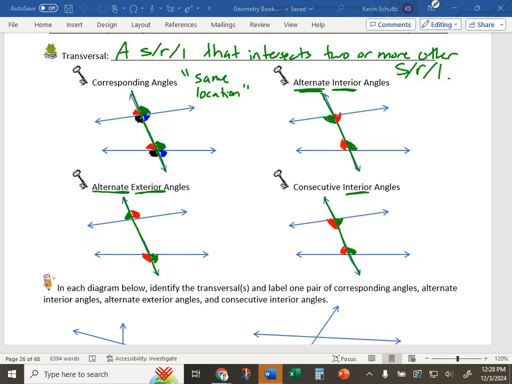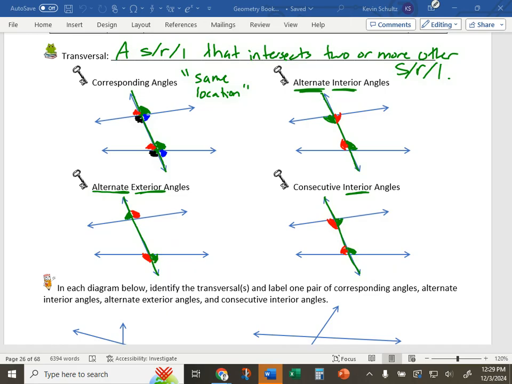What about consecutive exterior? Consecutive exterior, I mean, it's a thing, but it's not a recognized thing. You could use it, but it's not. There is a relationship there with parallel lines, but we can get those relationships with other methods, so they don't be showing it love. No love for consecutive exterior angles.